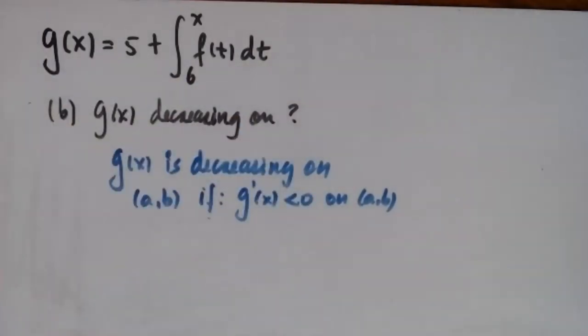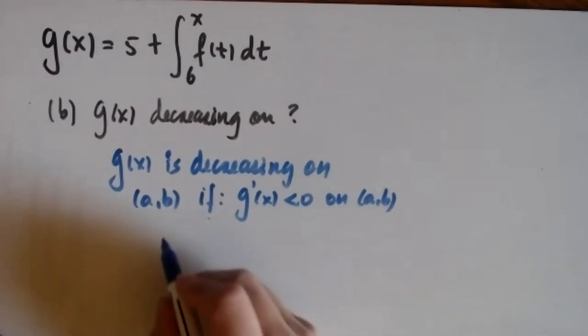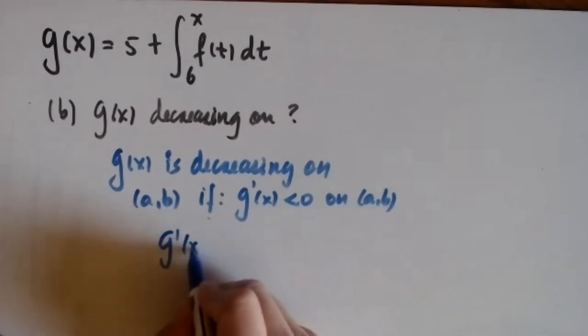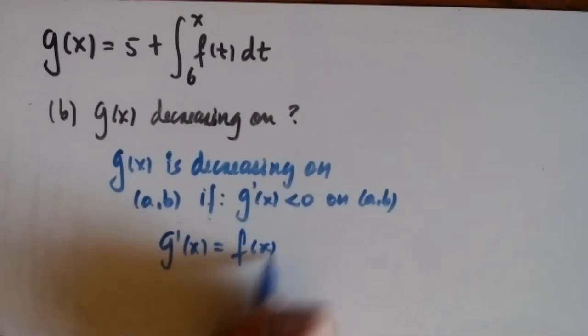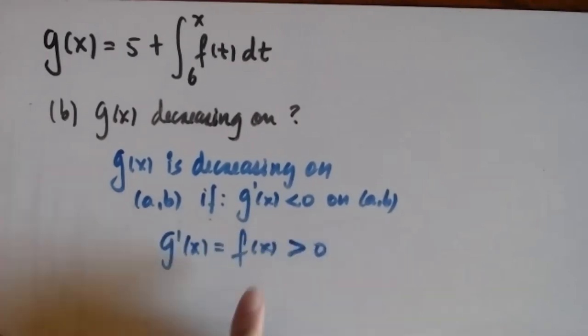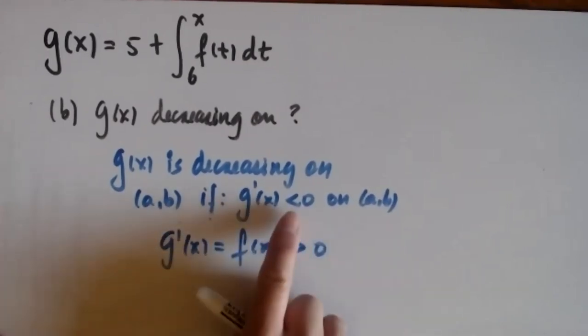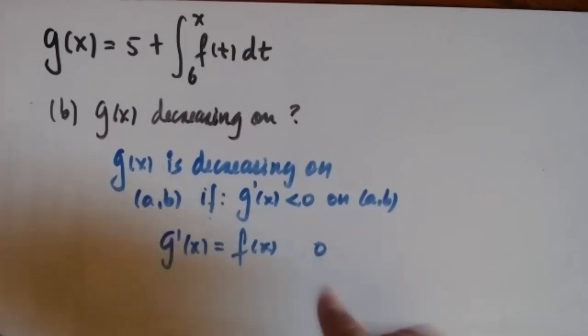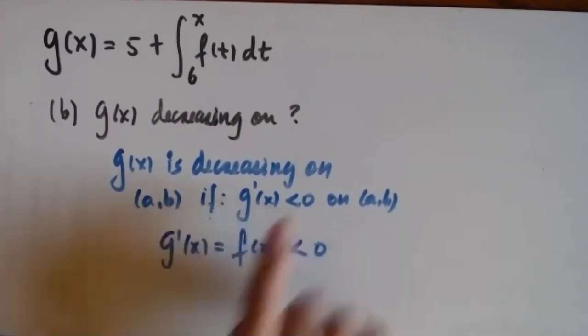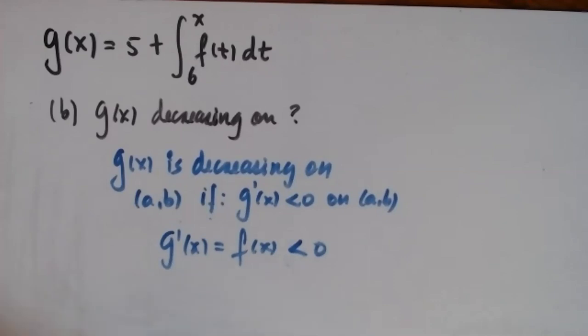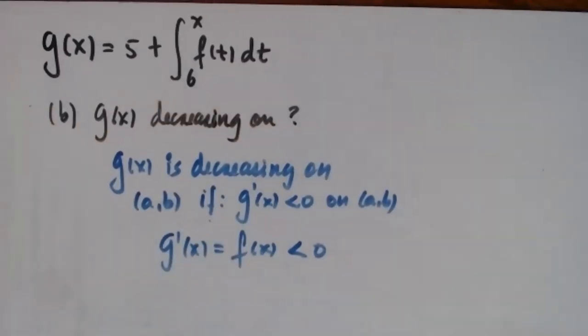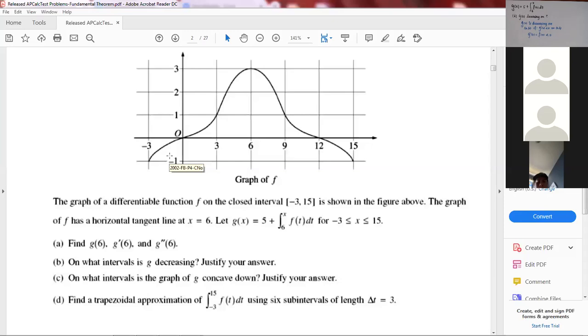So who's G prime? G prime of X equals f of X. If G prime has to be negative, then f of X has to be negative. Oh, okay, I have to check the graph. So where is the graph of f negative?